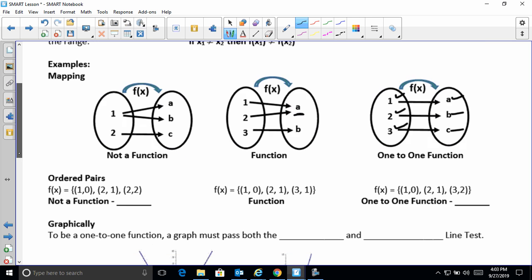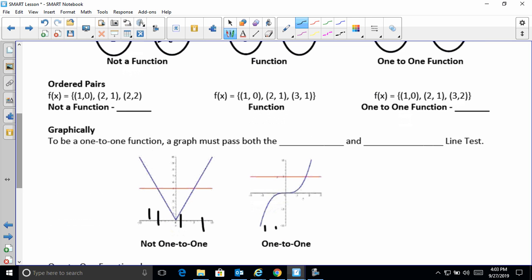Looking at ordered pairs, the first one is not a function. Why is it not a function? It has repeating x's going to different y's, and we'll see that right here. Now, in the second example, the x's are all different, but we've got some y's that are the same. So that's a function, but it's not one-to-one. And in the third example, the x's are all different and the y's are all different. Because each x goes to a unique y, this is a one-to-one function. No repeating x's or y's.